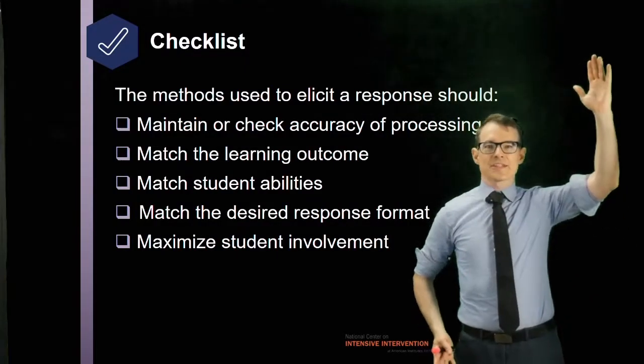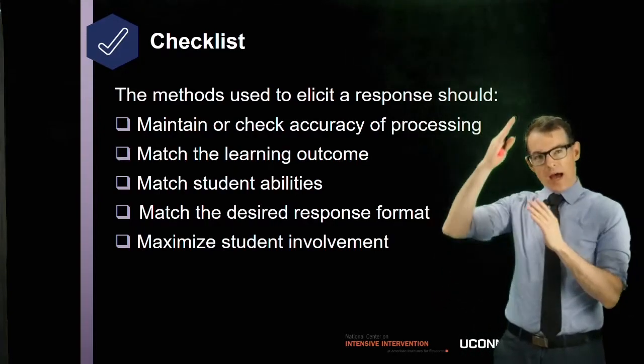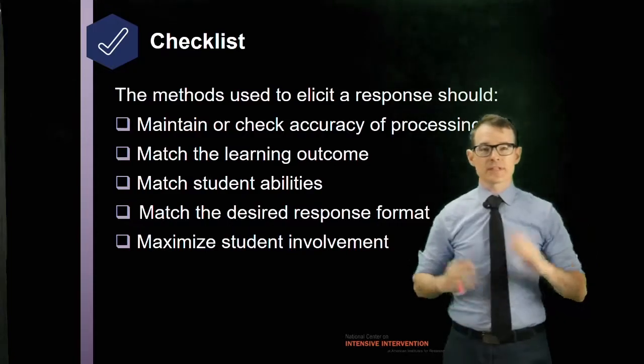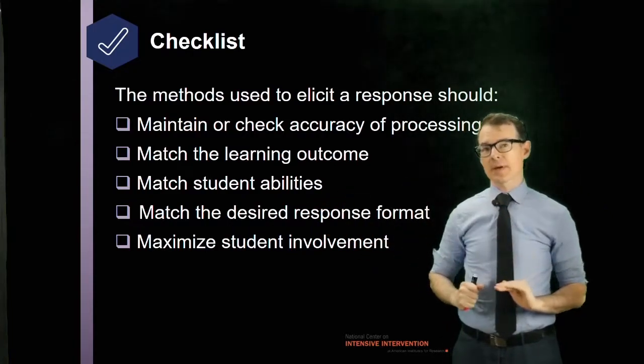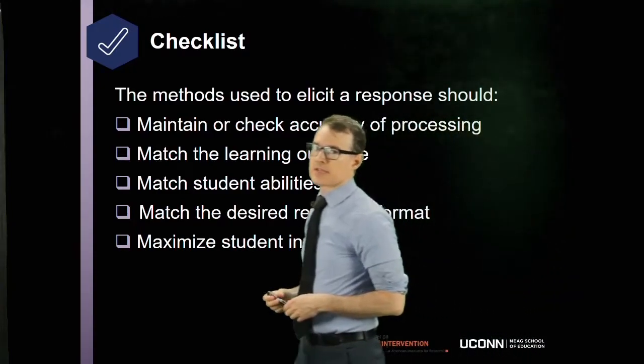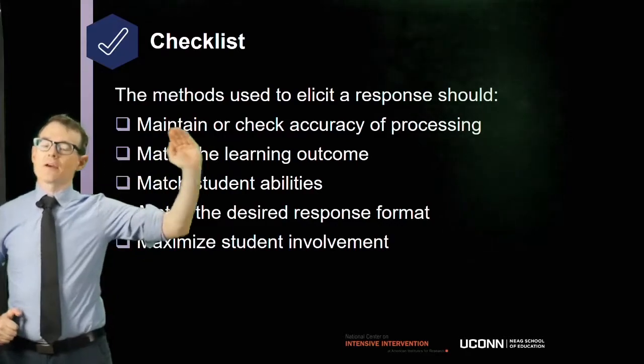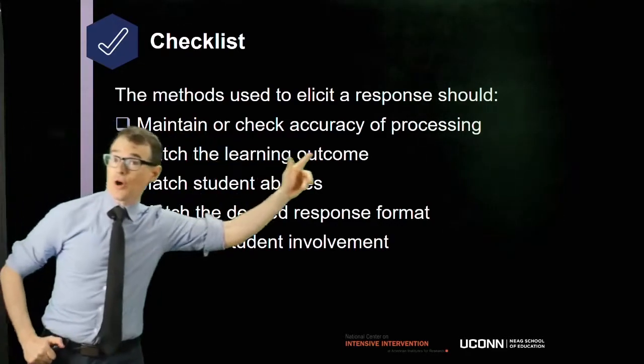So this is the checklist. And now let's think about how Ms. M did in terms of meeting the criteria on the checklist. We're going to turn to this multiple times, so I won't spend a lot of time on this, but I do want us to think about how well she was able to do this to start. So the first thing is to maintain or check accuracy of processing. The goal here is to make sure students are processing the content.